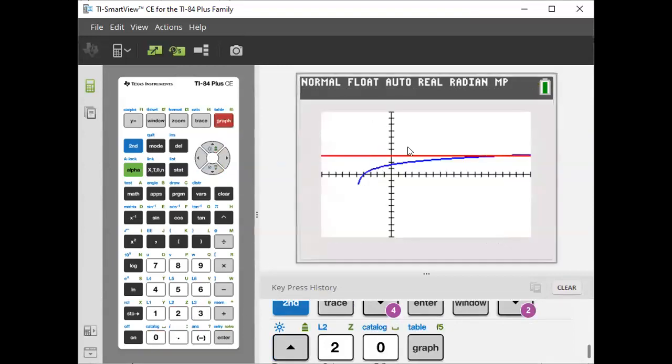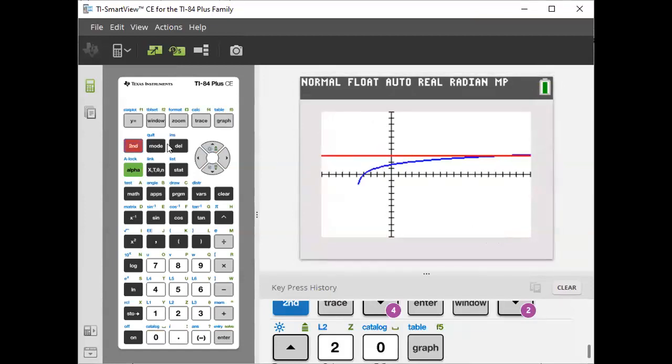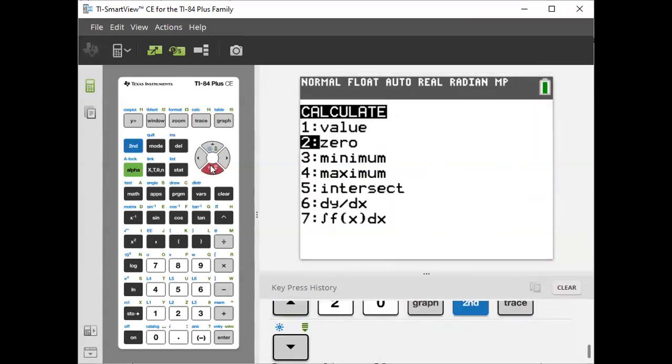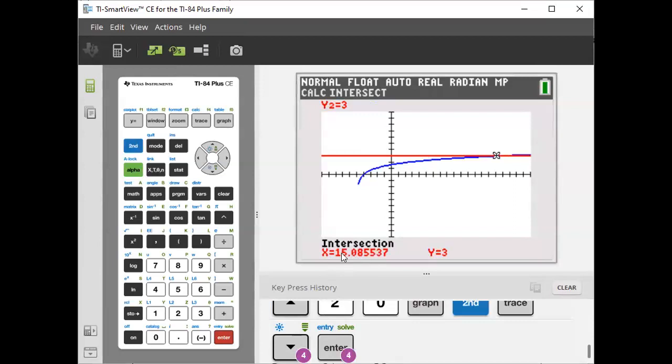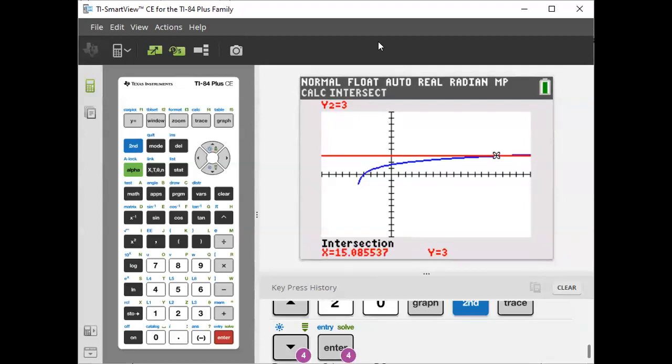Okay, so I can hit graph, and then I can see it's intersecting down here at 15 something, right? So then we could go second calc. That's going to be one of the limitations about using this. You have to actually be able to see it. So first curve, enter, second curve, enter. Where do they intersect? And it's there. That's the answer we came up with, that 15.0855. But you actually have to be able to see where they intersect to use that. So that is kind of a drawback. As long as you can work your window, it's good. So there's another way you can work these.